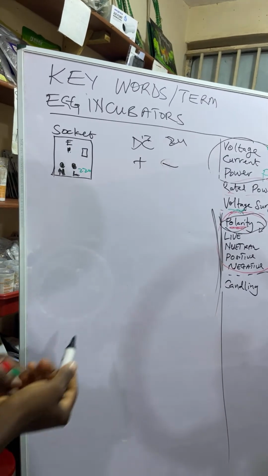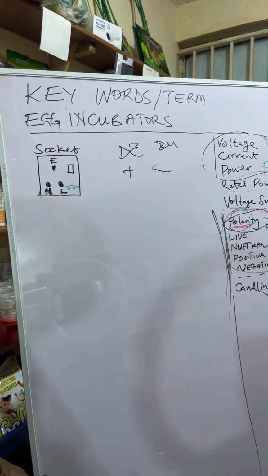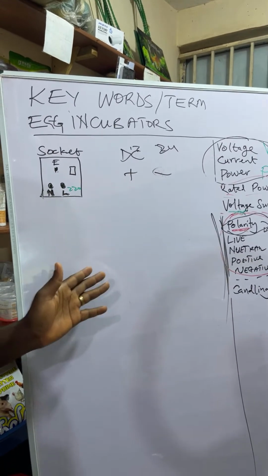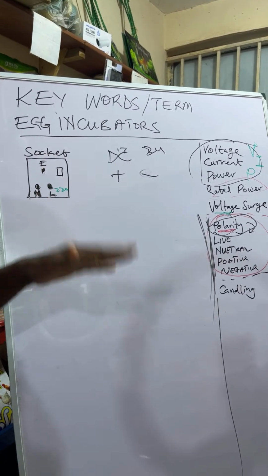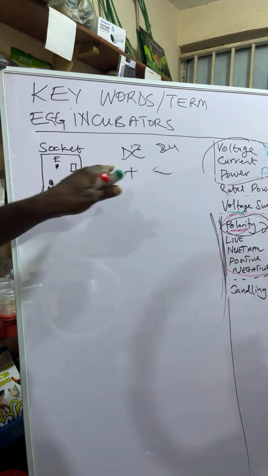Okay. So in our subsequent trainings, we'll come across these things: connect this wire to live, connect this to neutral, connect this to positive, negative. So we'll come to all those things.